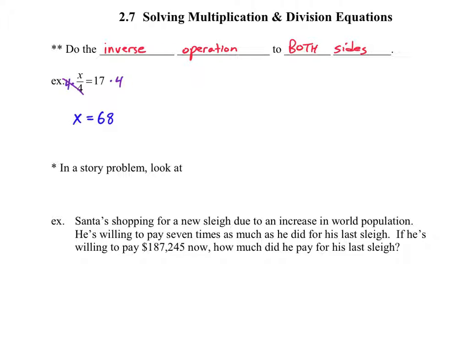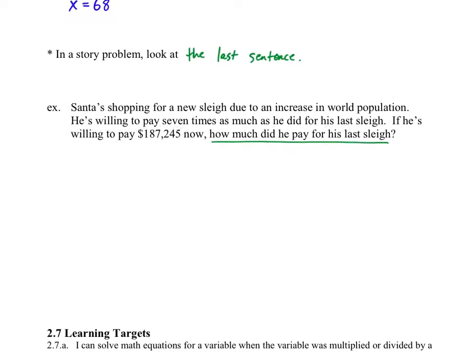In a story problem, often you get these huge story problems, and some people kind of panic. They read the whole thing. If you want to make it easier, maybe start by looking at the last sentence. And often you can just look at the last half of the last sentence if you have a dependent clause and an independent clause or something. But if there's this whole big blah blah, really what we're trying to find is how much did he pay? How much did Santa pay for his last sleigh? So sometimes that can be kind of nice if you start there and then go into your problem.